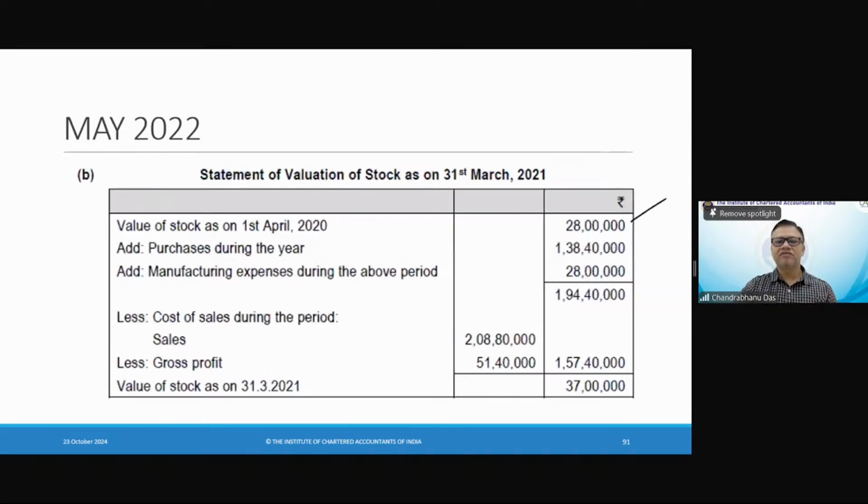Once you get it, you find the value of stock, which is on 1st April, 28 lakhs. You add the purchases, you add the manufacturing expenses, but you deduct the cost of goods sold. For that, less cost of sales during the period, you take the sales, you deduct the gross profit, and you get a COGS, which will give you the value of stock as of 31st March 2021. I hope it is clear to all of you. This question of 5 marks came in the May 2022 exam.